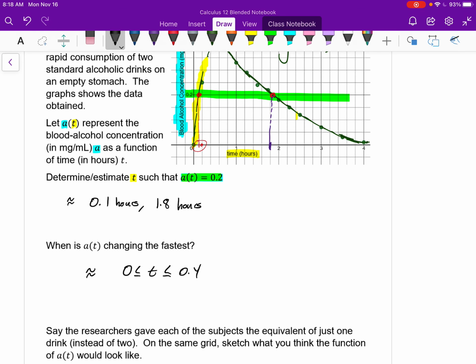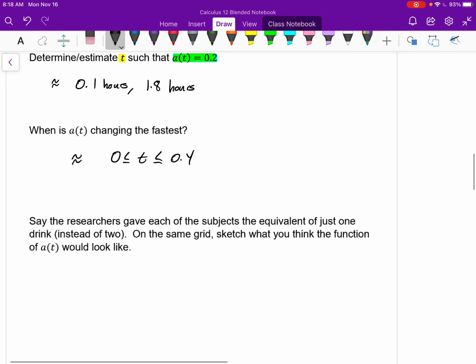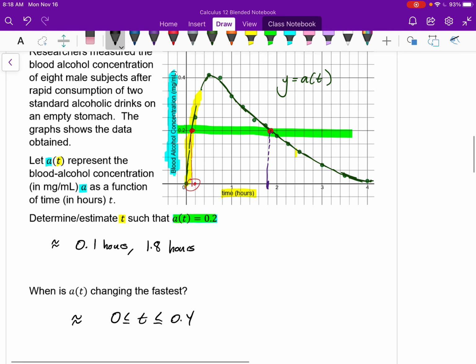This idea is going to become a key idea of the course, not so much when your blood alcohol concentration is changing the fastest, but how things are changing. So then I said, say the researchers gave each of the subjects just one drink instead of two. On the same grid, what would this curve look like?